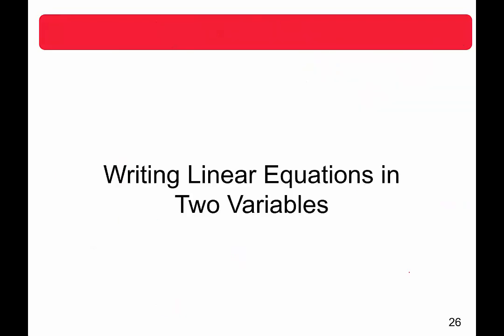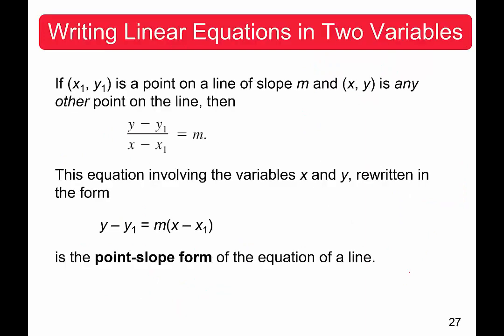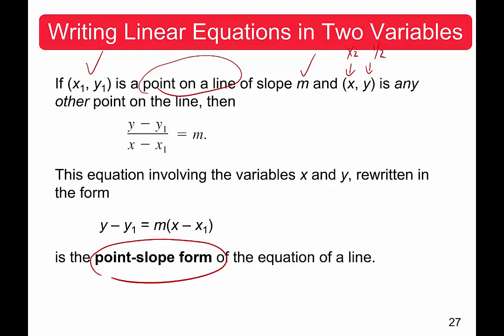And next topic, let's look at how to write a linear equation in 2 variables. So we already know the slope-intercept form. Another popular form is called the point slope form. For example, let's say we are given an ordered pair x1, y1, a point on the line of slope m, and another point x, y, which is any other point on the line.